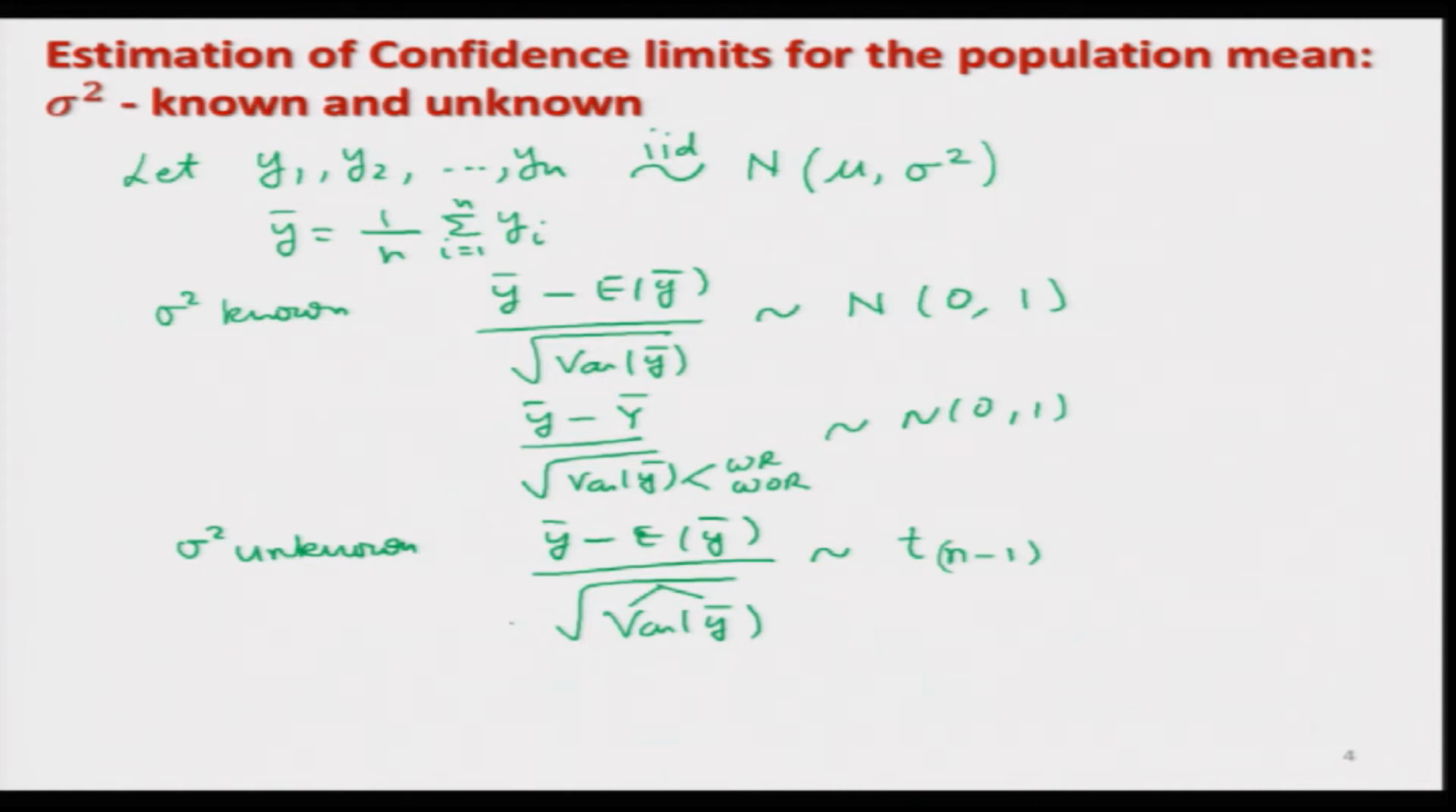So, in your case this translates to y bar minus capital Y bar, because the expected value of small y bar is capital Y bar in both the cases SRS WR and WOR, but in the denominator this will be the estimated variance of y bar, and this can be used under the two conditions, whether the sample is drawn by WR or by WOR, and this will follow a T distribution with n minus 1 degrees of freedom.